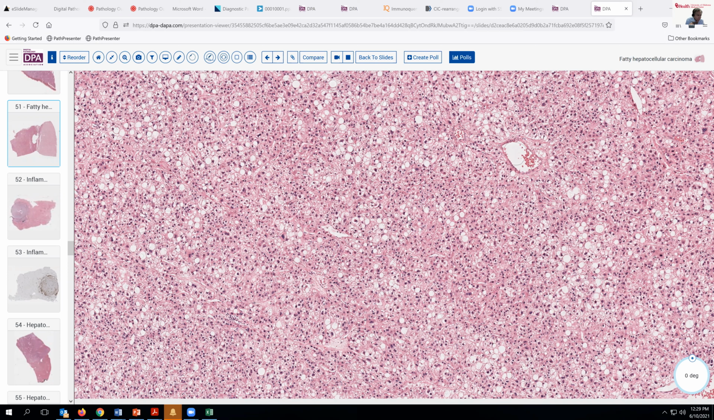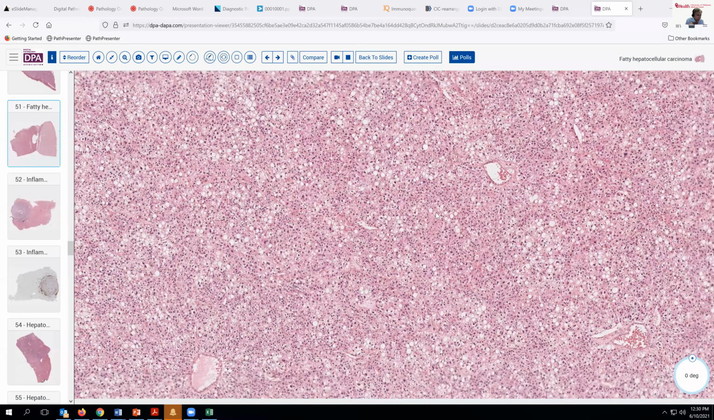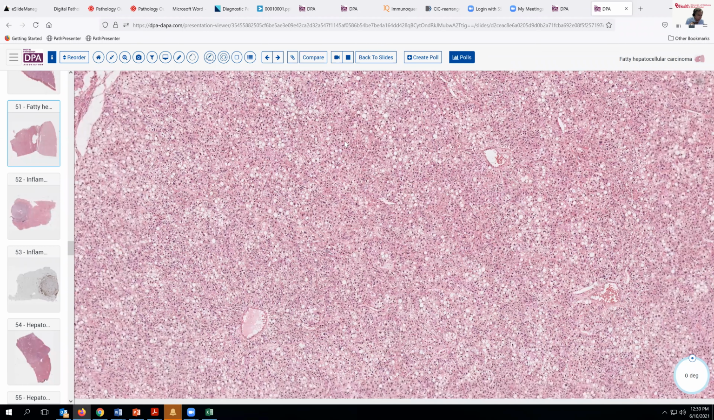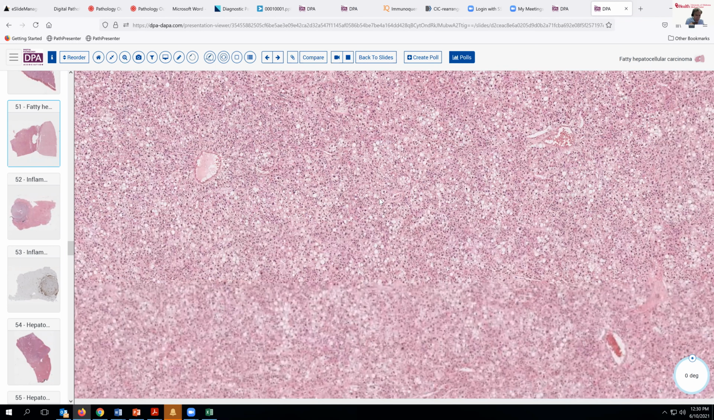CK7 and 20, probably not very helpful unless you're beginning to think about differential consideration of combined hepatocellular biliary carcinomas. And CK20, I'm not sure there's anything that you would think of that would really be mandating that as a useful result.